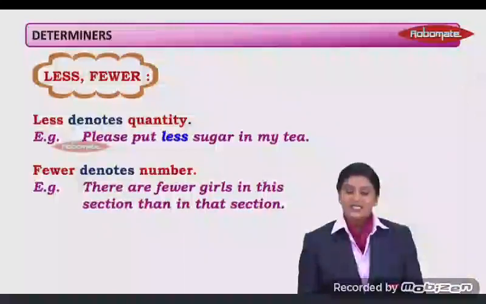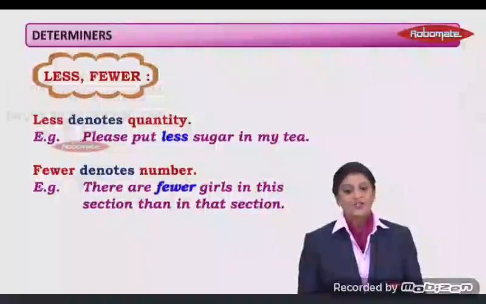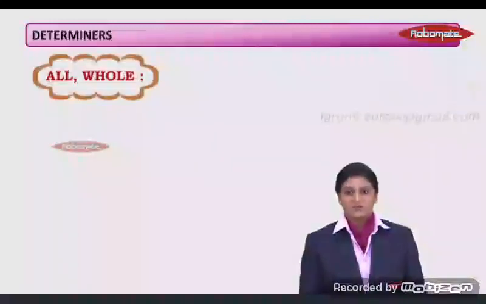That means, let's take the example, there are fewer girls in this section than in that section. In this case, the noun is girls, and we can count the number of girls, right? So it is a countable noun. And here, fewer is a determiner. In what sense is it a determiner? It precedes the noun. And over here, it tells us that there are few number of girls in this section. Let us go to the next set of determiners.